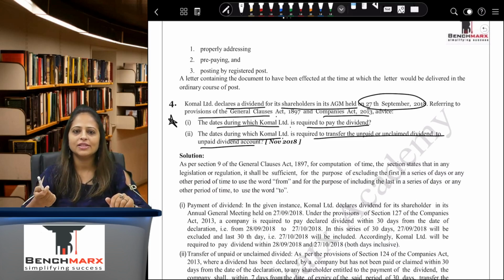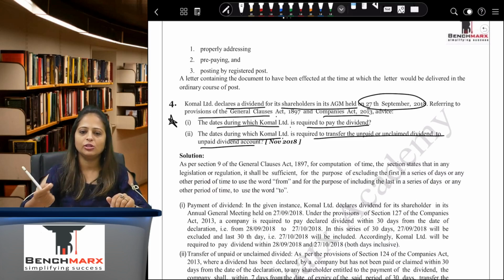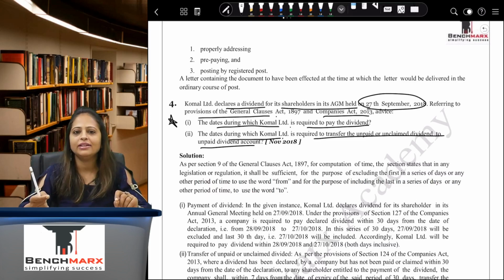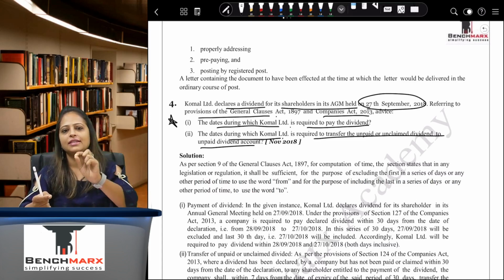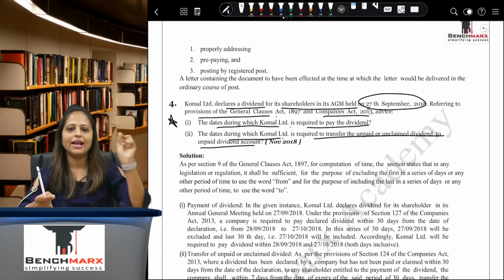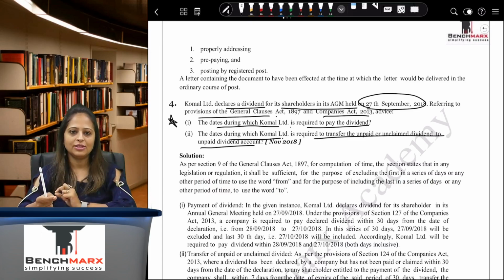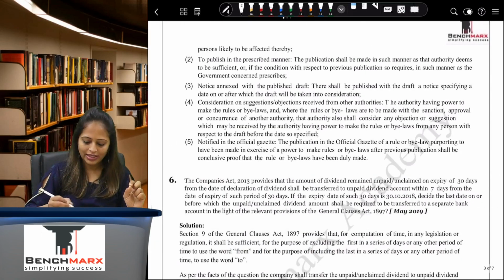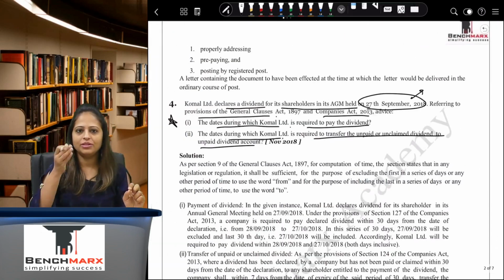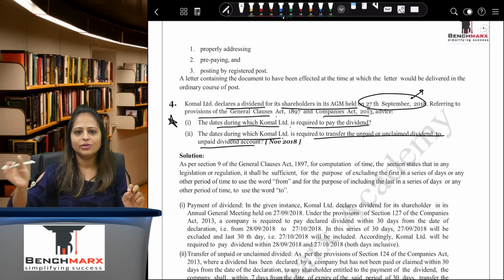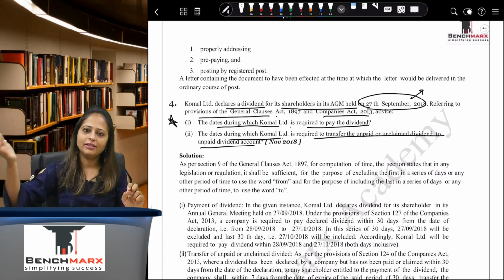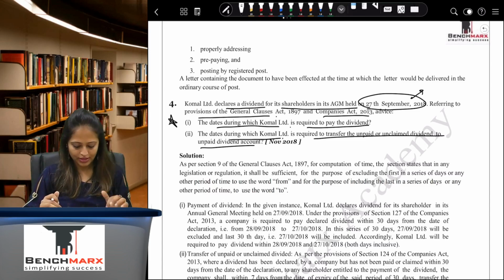Now why is the General Clauses Act coming into the picture? Because of calculation. When you are calculating the time frame, what does the General Clauses Act say? That the first in the series of days has to be excluded and the last in the series of days has to be included, and hence 27 September will be excluded, and from 28th you will start, and then you will calculate 30 days and then again 7 days after 31st.